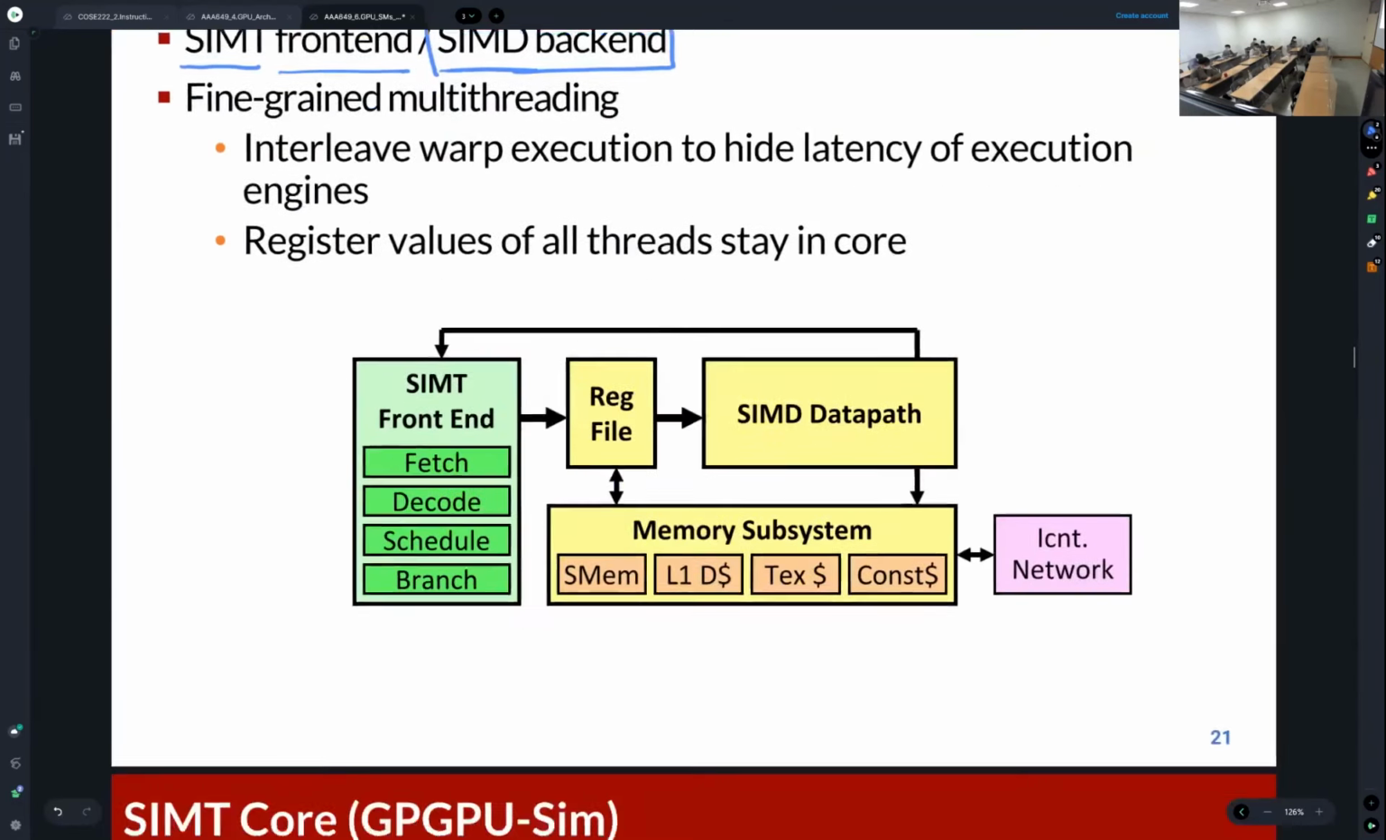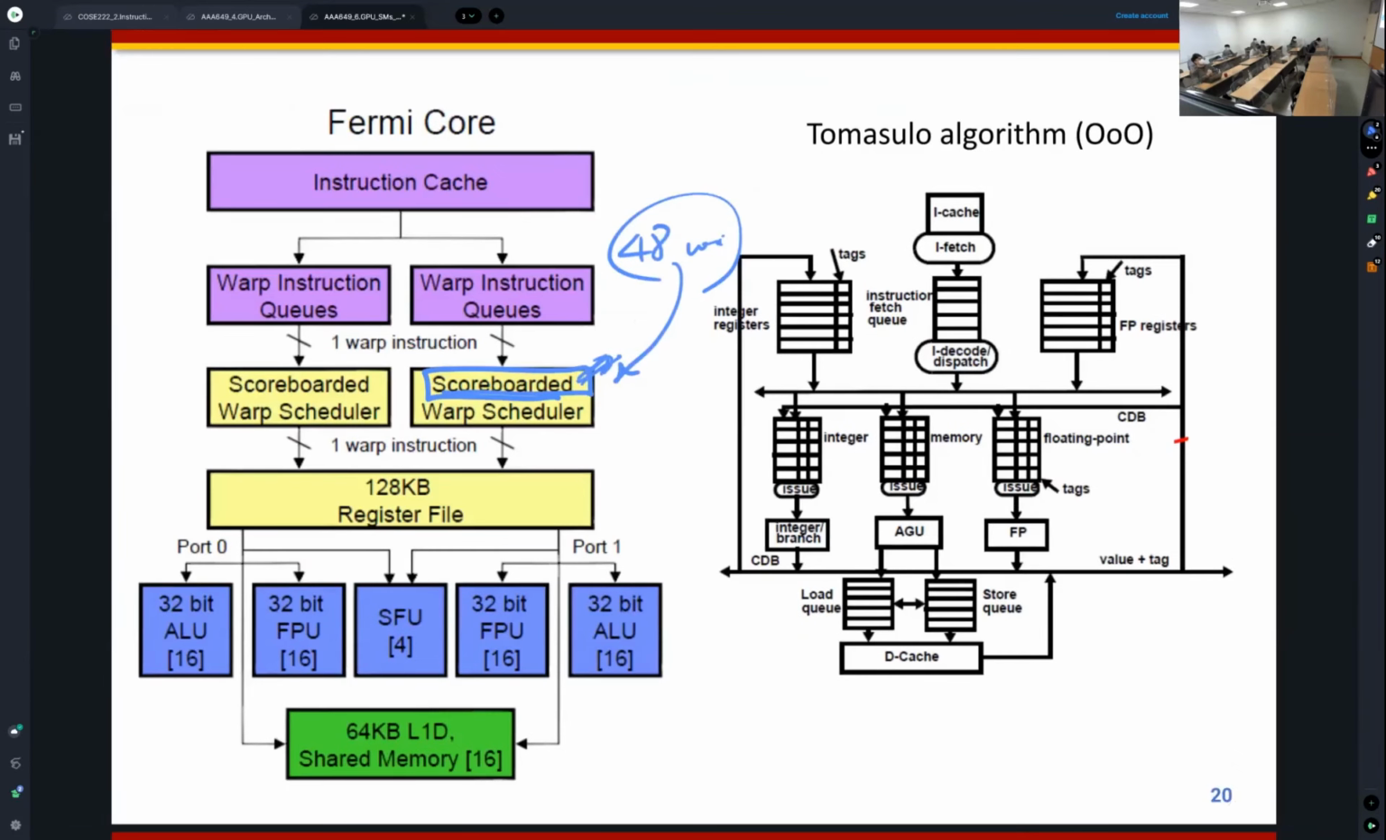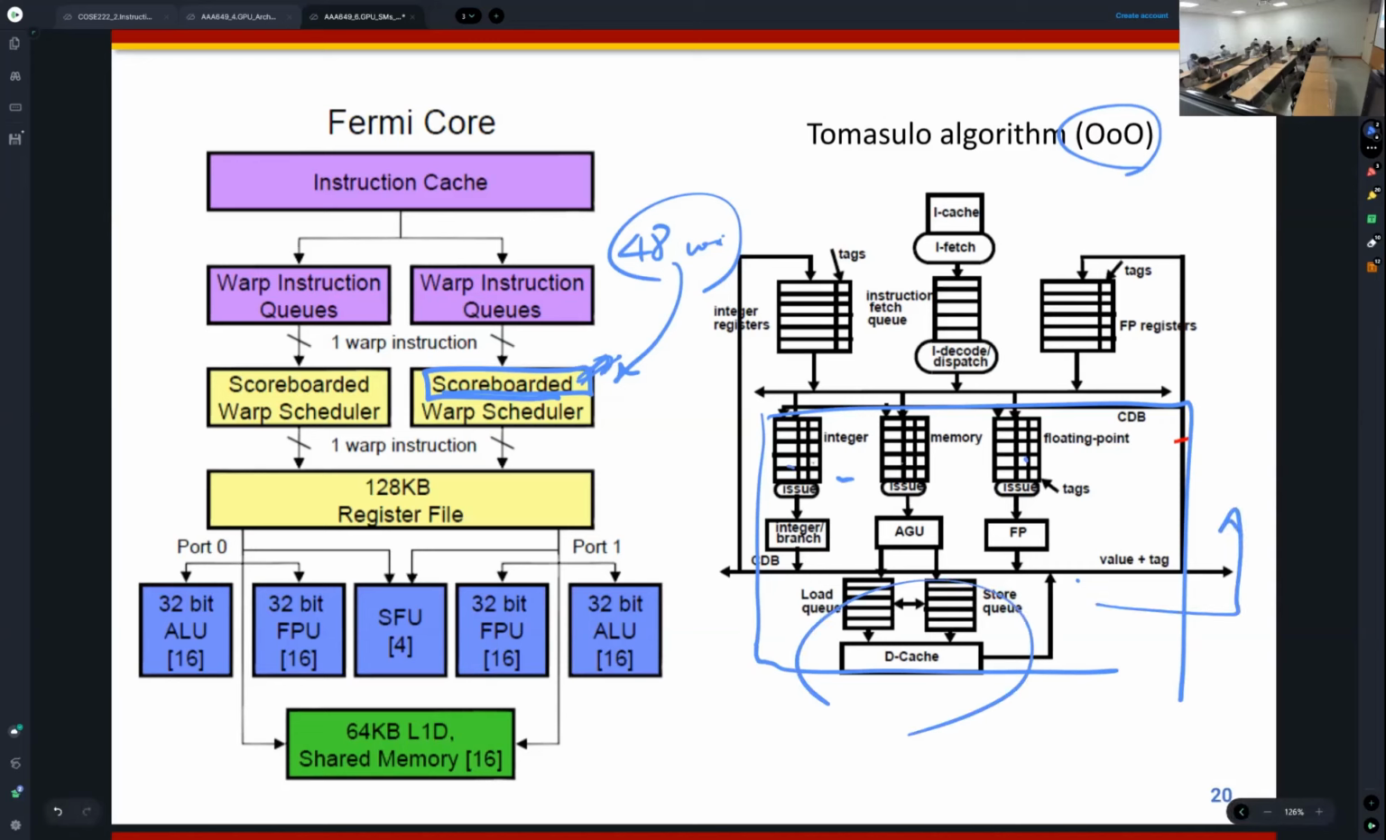What are the front end and the backend? In the Tomasulo algorithm, we also learned about the front end and backend. The backend is this part, like the execution unit, load store unit, issue queues, and write back logic. So this is the backend part of the Tomasulo CPU, and we can say that the register file, decoding, and instruction fetch are the front end of the CPU. It's the same for the GPU.